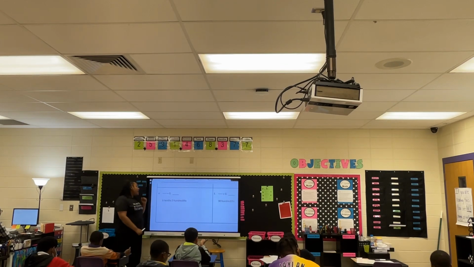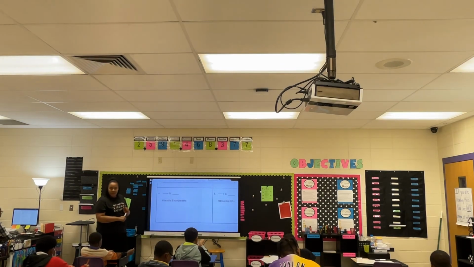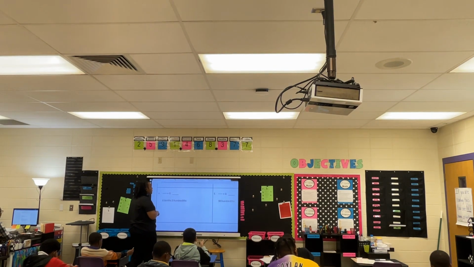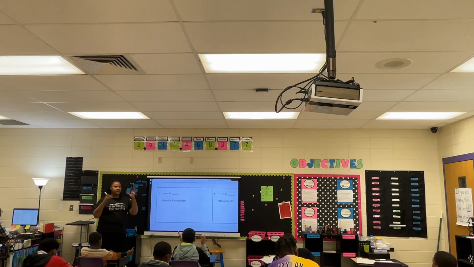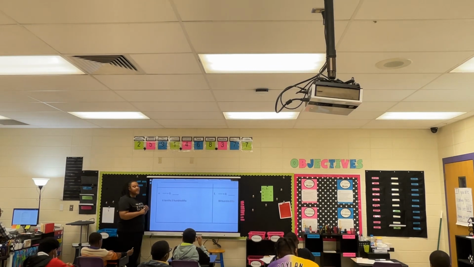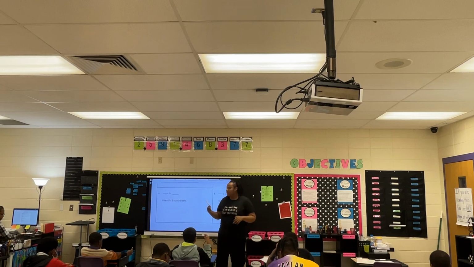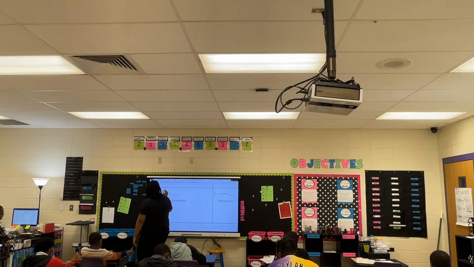Okay. We have 6 tenths and 3 hundredths. How can I write this as a fraction? 6 tenths and 3 hundredths. What do you think? 63 over 100. Good job. How do you know that?